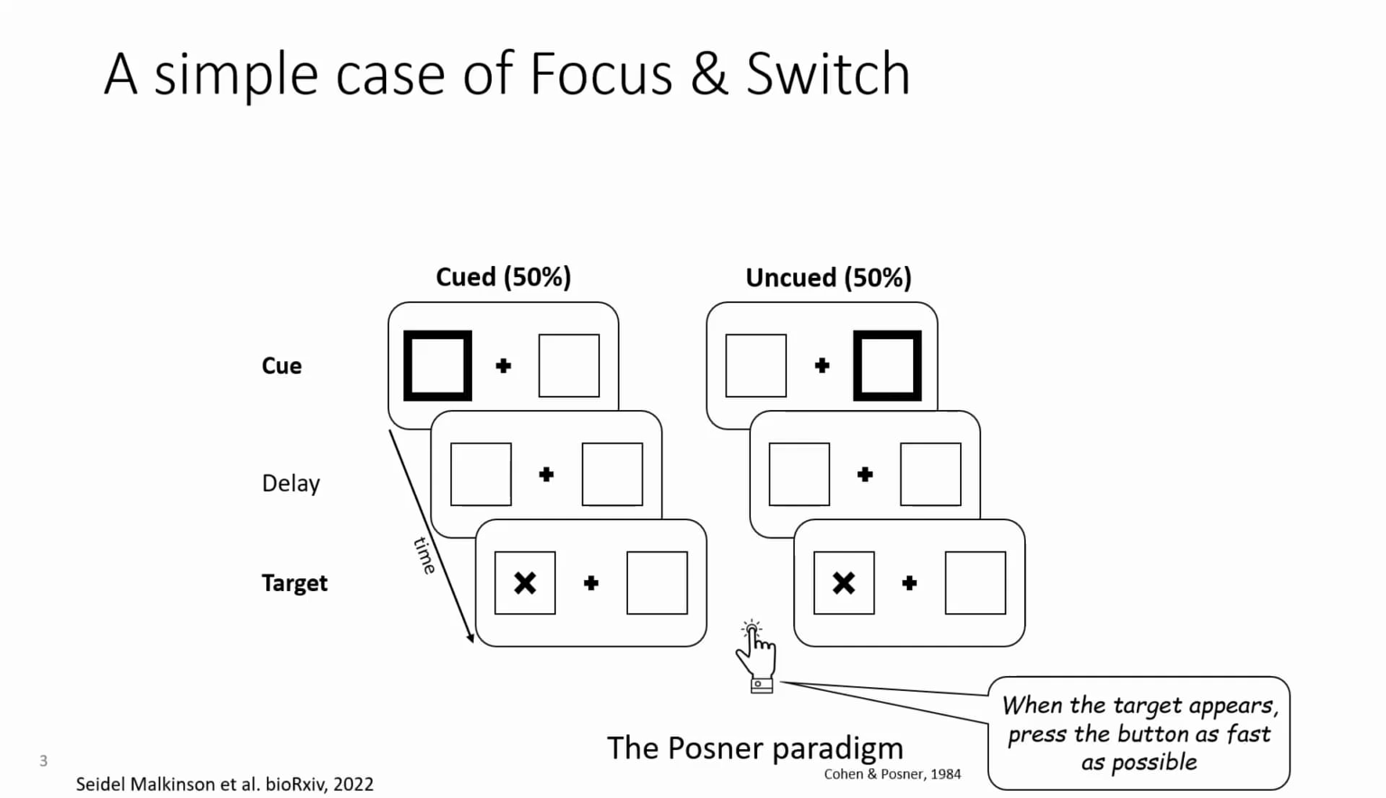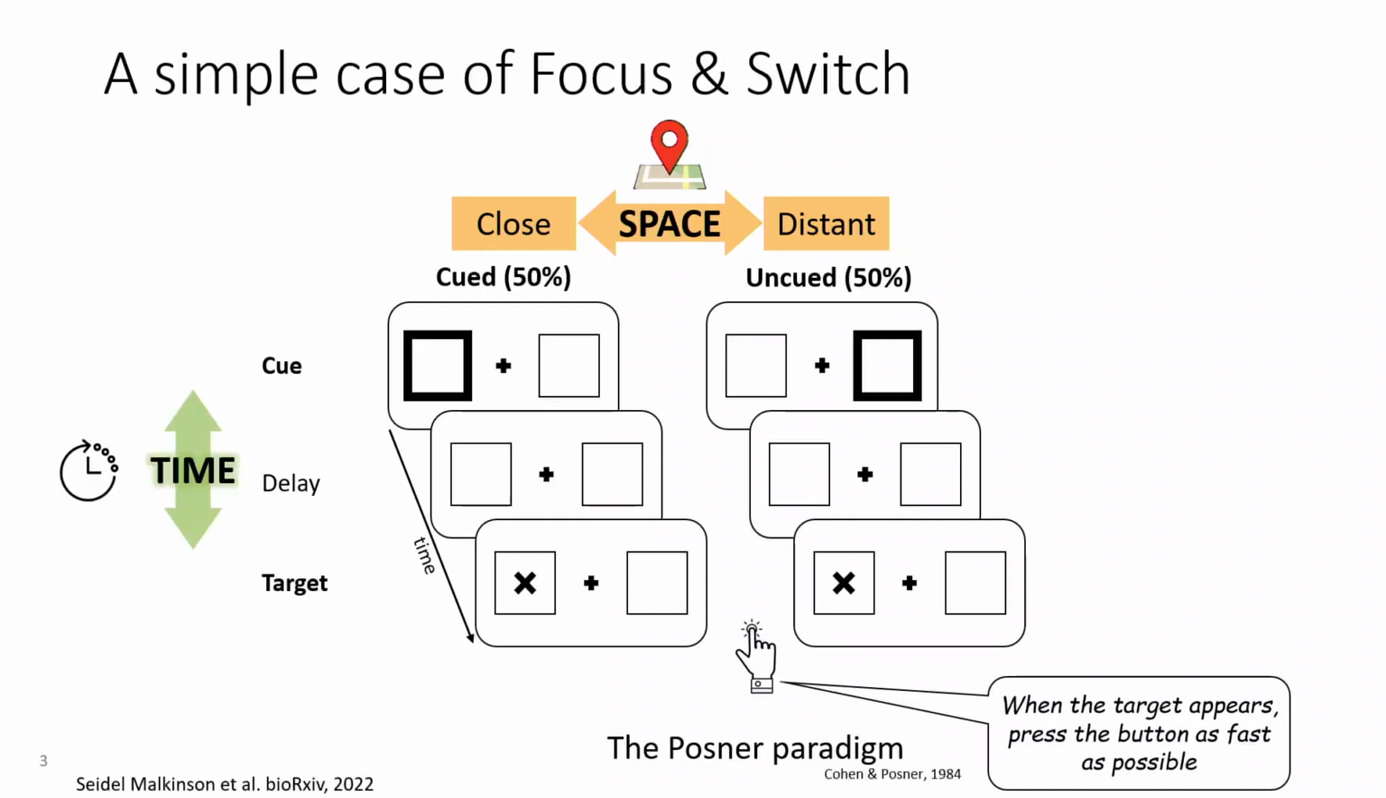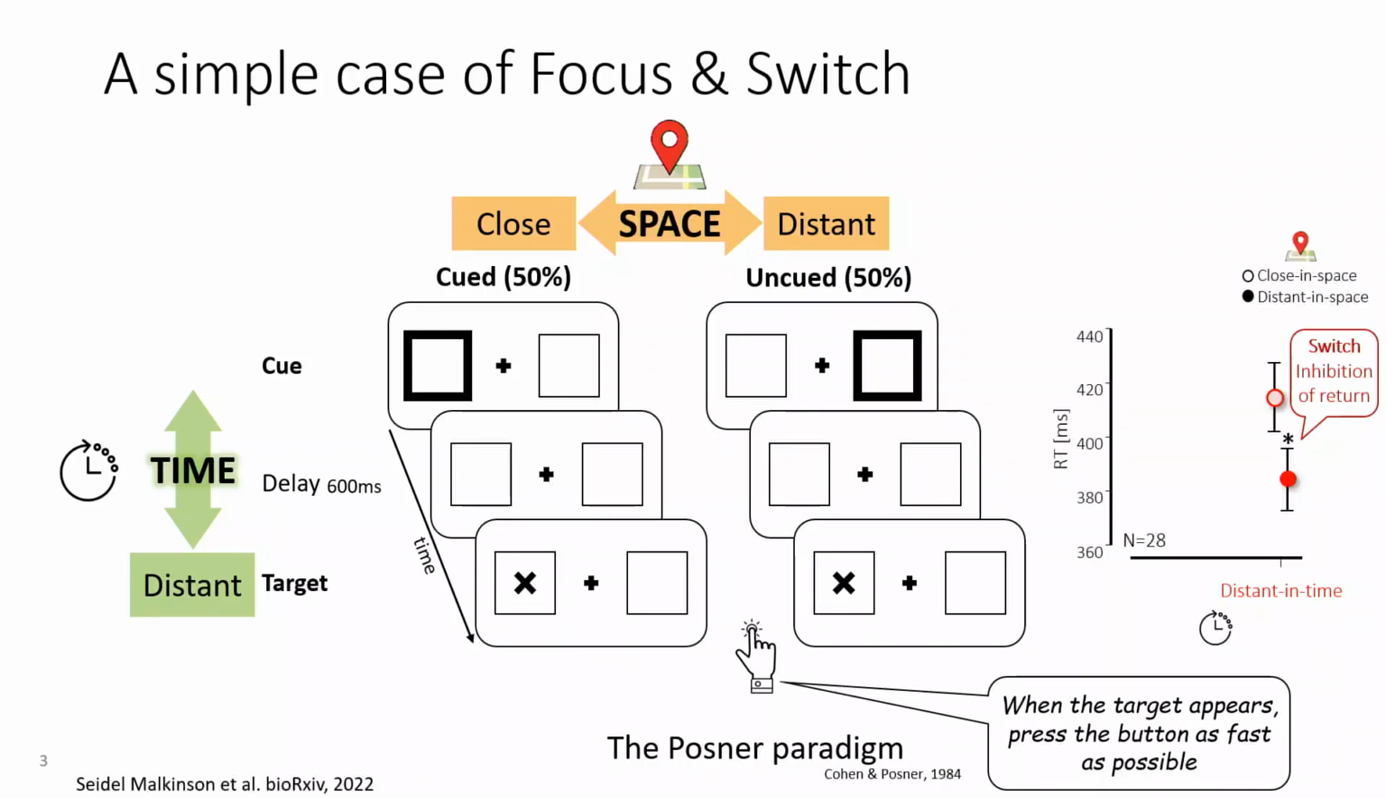This allowed us to manipulate or tap into the space dimension, because cue and target can be close in space, appearing at the same side of the screen, or distant in space, appearing at opposite sides of the screen. It also allows us to manipulate the time aspect, because cue and target can be distant in time, with a 600 milliseconds delay between them in this case, leading to a behavior pattern where the detection of the target is faster when stimuli are distant in space.